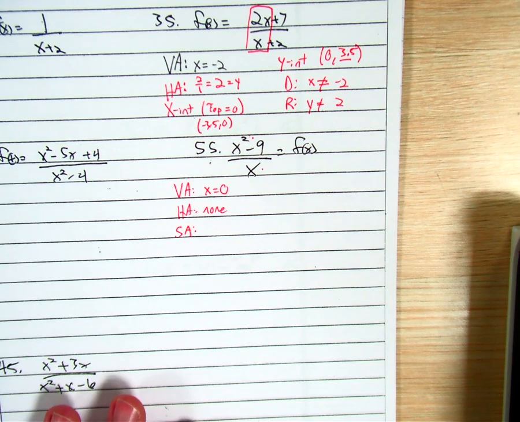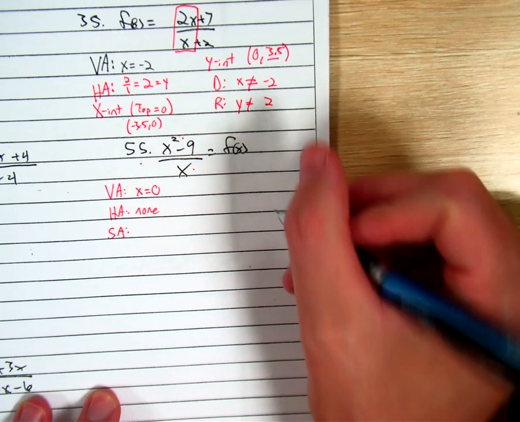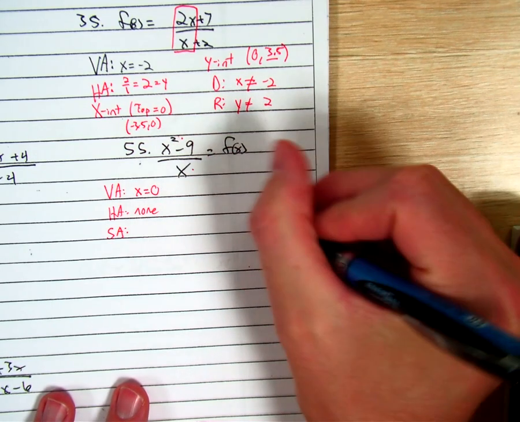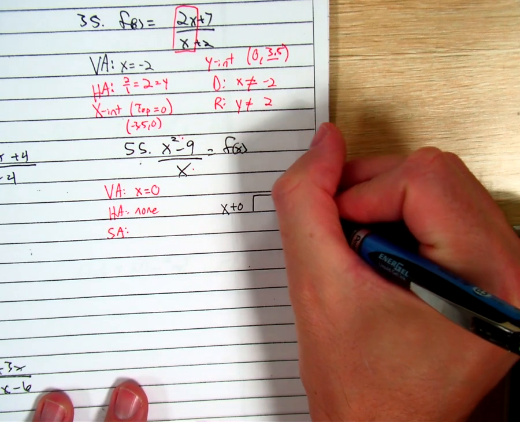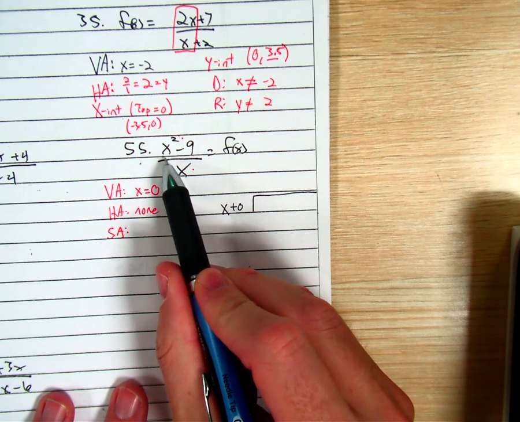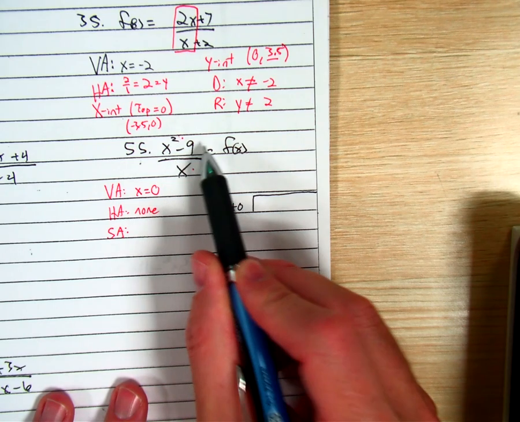Okay, and we have to do the long division. Alright, long division. So we're going to take our x, or x plus 0, and divide it into x squared plus 0x, don't forget to put a 0x placeholder, minus 9.